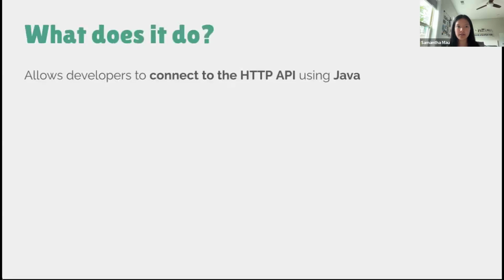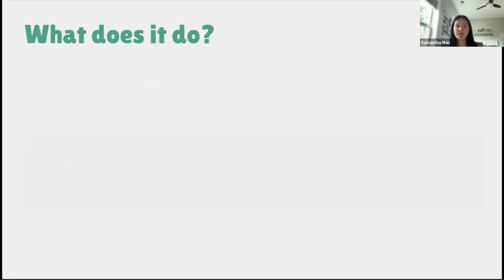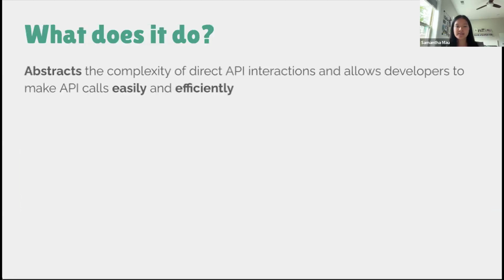So the client library that I worked on this summer allows developers to connect to the HTTP API using Java. Users simply need to instantiate an instance of the iRODS HTTP client and pass in the base URL. This abstracts the complexity of direct API interactions and allows developers to make those API calls easily and efficiently.